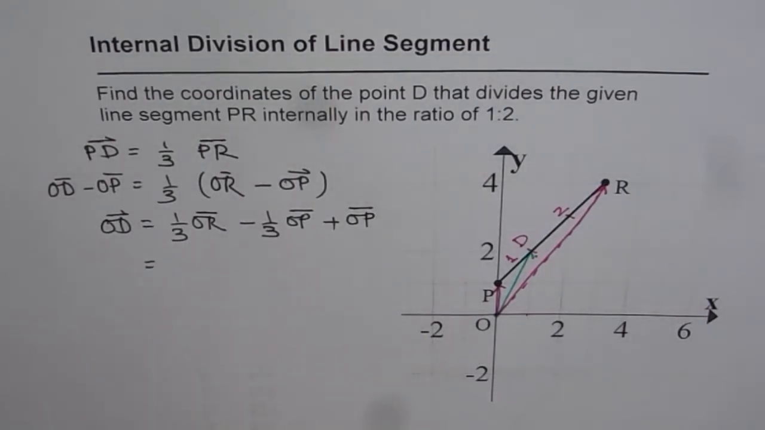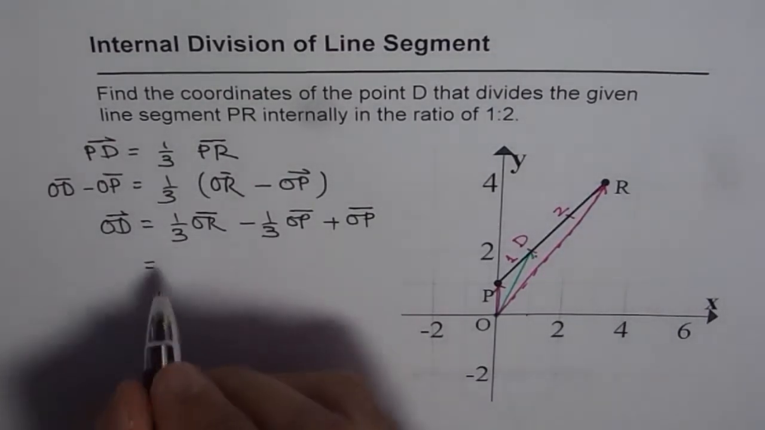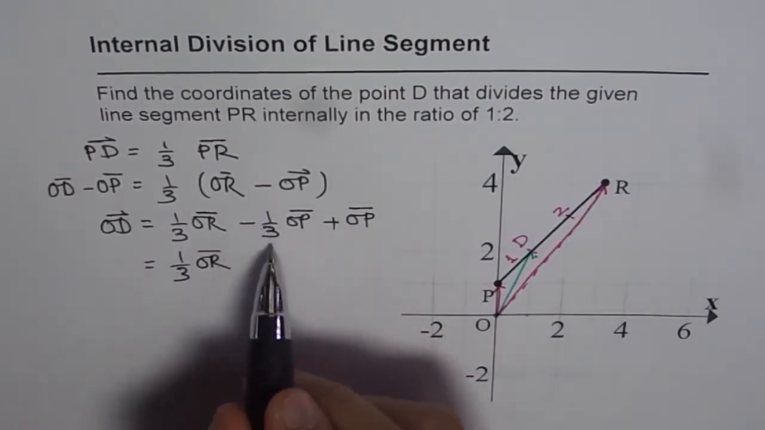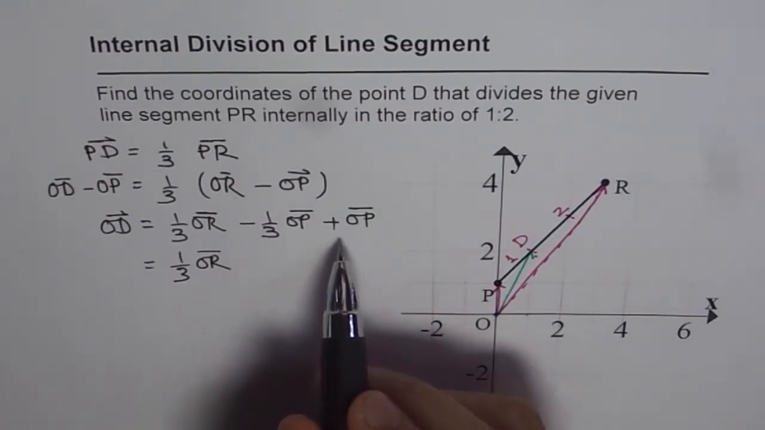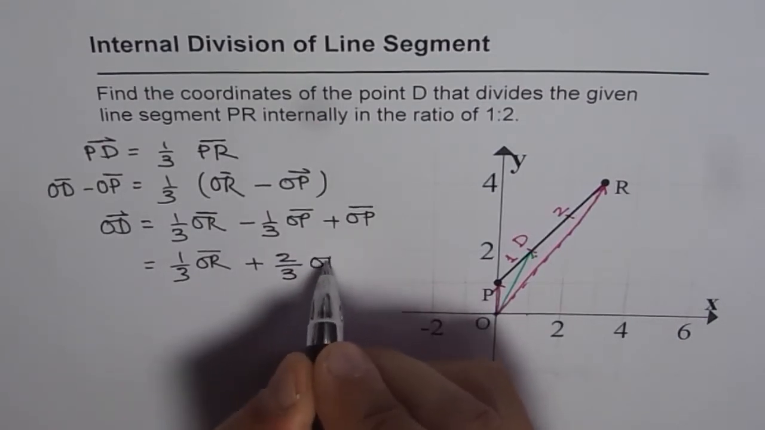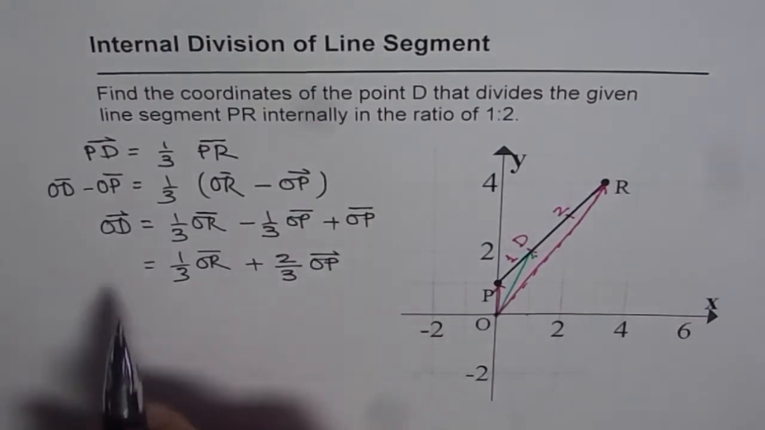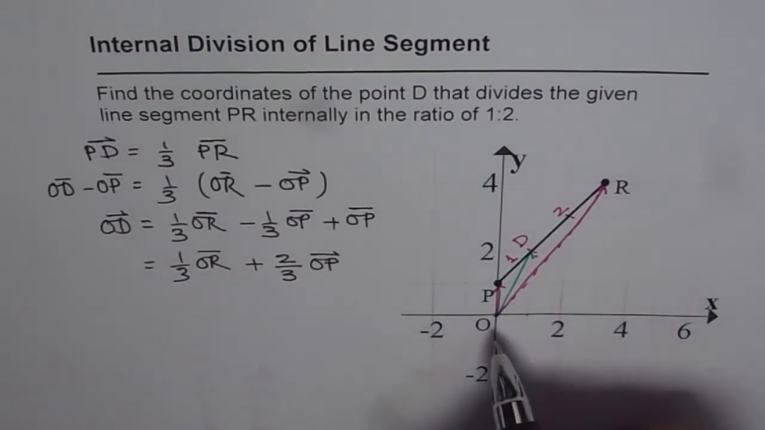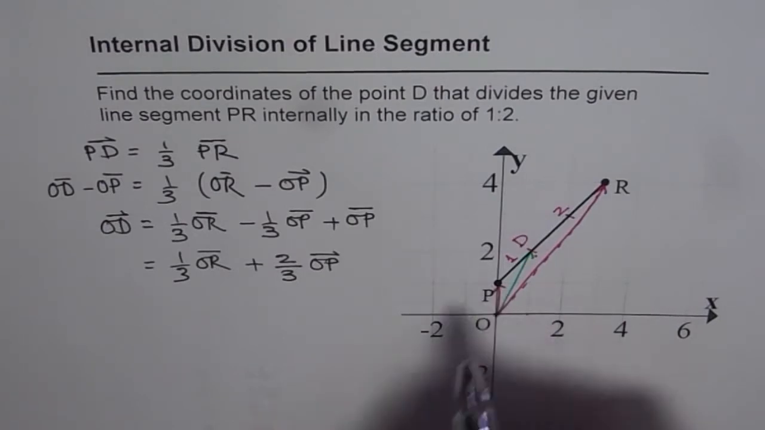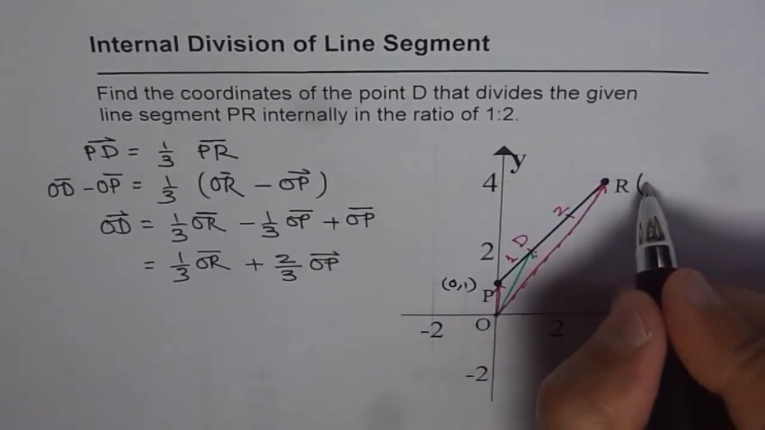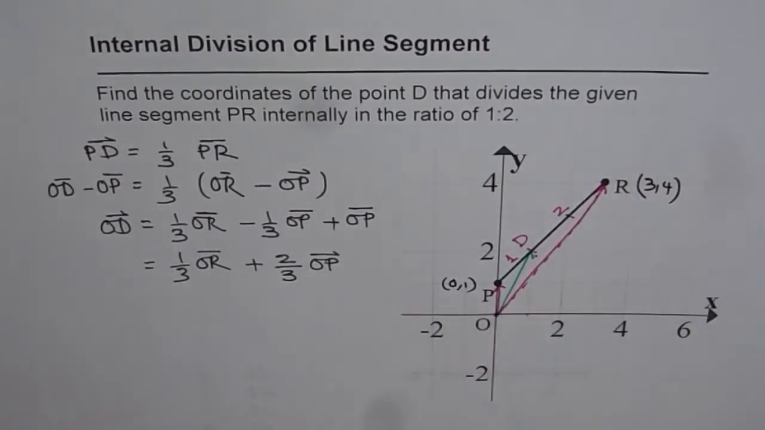With that will give us the coordinates also, right? So let's combine these two terms. We get 1/3 of OR minus 1/3 from plus 1 gives us 2/3, right? So it is 2/3 of OP. That's what OD is. Now we know what is OR and we know what is OP. OP is 0, 1, right? So OP is 0, 1 and OR is 3, 4 for us in this given scenario. So we'll utilize these points and find the coordinates of point D.